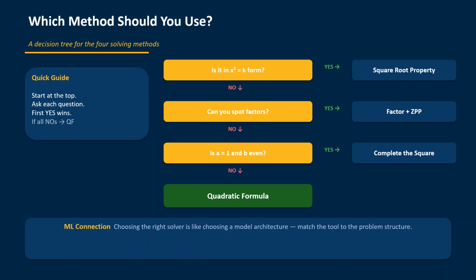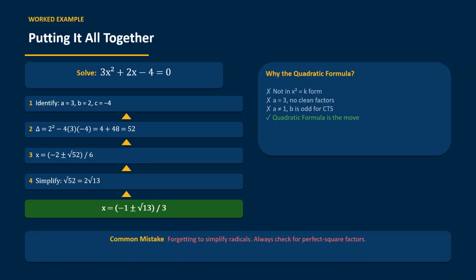8. Let us do a second worked example with a harder problem. Solve 3x squared plus 2x minus 4 equals 0. This does not factor neatly, and the leading coefficient is not 1, so the quadratic formula is our best bet. Identify the coefficients. A equals 3, b equals 2, c equals negative 4.